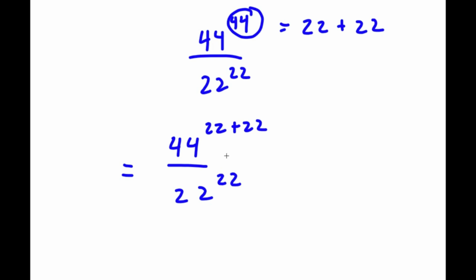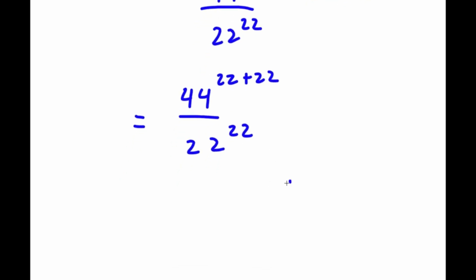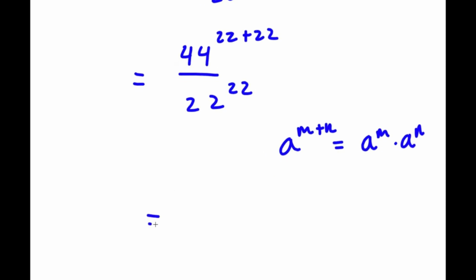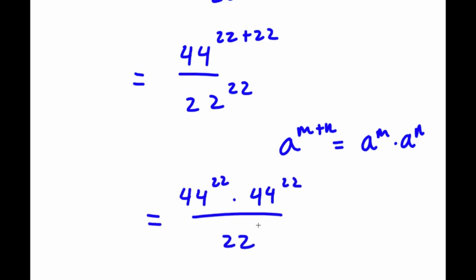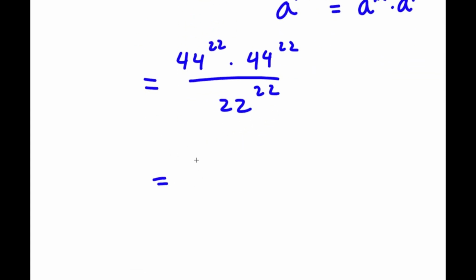So now, if I have something in the form a to the power of m plus n, this is equal to a to the power of m times a to the power of n. So in this case, 44 to the power of 22 plus 22 is going to equal 44 to the power of 22 times 44 to the power of 22. And now I have this over 22 to the power of 22. Now this is the same thing as 44 to the power of 22 over 22 to the power of 22 times 44 to the power of 22.